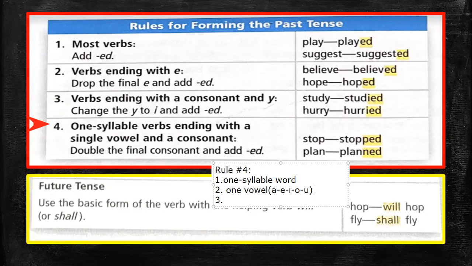So next to where you wrote one vowel, and you can even write the vowels out, I want you to draw a box or a square, and I want you to put a little check mark next to it, meaning that, okay, I did it. It's a one syllable word. It has only one vowel. So far we are heading in the right direction. It seems like I may need to double the consonant for this word to form the past tense, but I still have to check for one more thing.